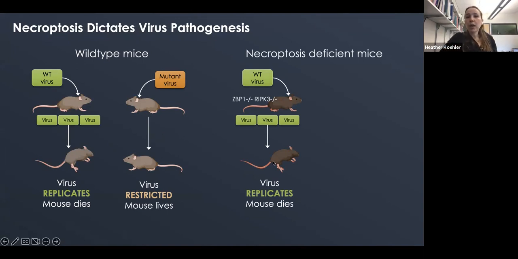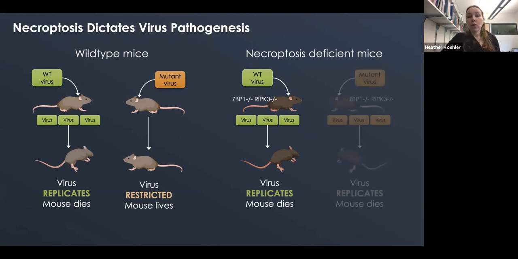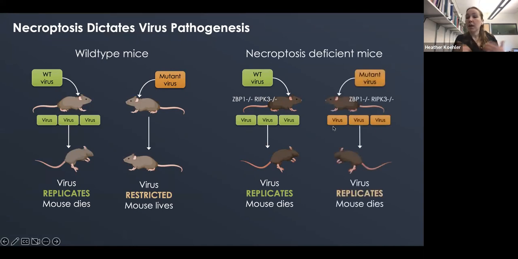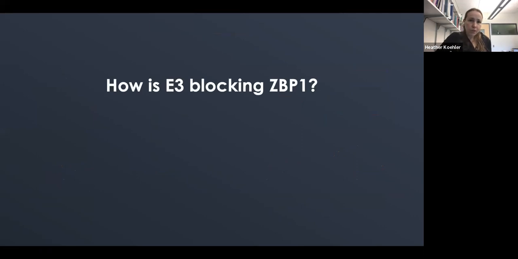We know that normally this mutant virus that can't sequester Z-form nucleic acid doesn't kill the mice. But if we delete any part of the pathway that is sensing or triggering necroptosis, this normally pathogenic virus phenocopies wild type and is just as pathogenic. So this is critical for host response, and it's also critical for the virus to be able to block it, for this balance between viral and host coevolution. So how is it blocking ZBP1?